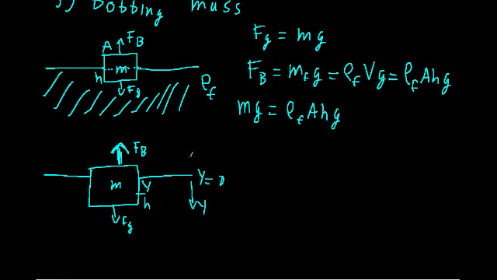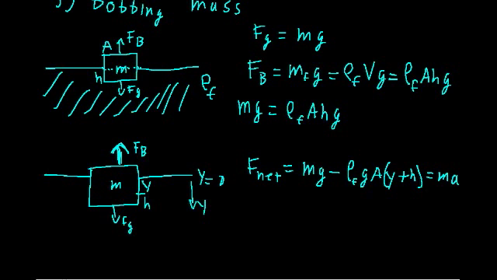So let's take a look at our equation of motion. We're going to look at the net force. That's equal to the force of gravity going down, mg, minus the buoyancy force pushing up. The buoyancy force is equal to rho F times g times the volume displaced. The volume displaced is now our cross-sectional area A times this new length, y plus h. And that's going to be equal to ma.